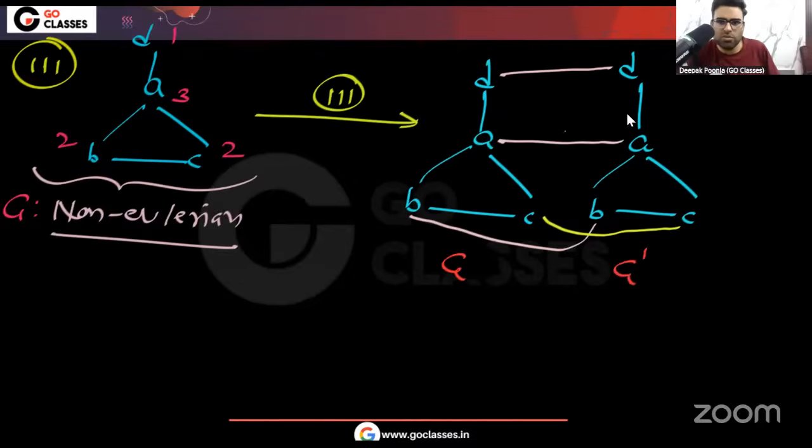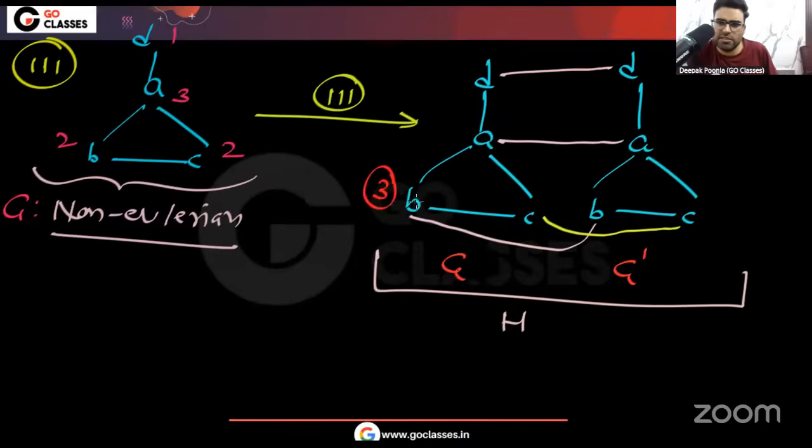Okay, so now this is H. Overall, remember, this is your new graph H. So tell me, is this new graph H Eulerian? No, this is not Eulerian, because notice here the degree is now 3.